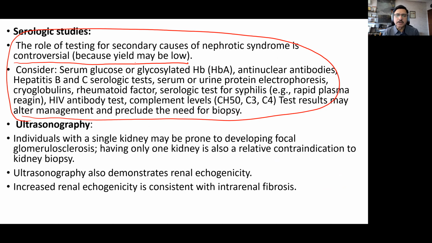Ultrasonography also demonstrates increased renal echogenicity. It is consistent with intrarenal fibrosis. What is increased renal echogenicity? This is the kidney on the ultrasound, and this is the medulla. This is hyperechoic, and this is usually hypoechoic. Now, here also it becomes hyperechoic, like the medulla, and the corticomedullary differentiation becomes rather poor.